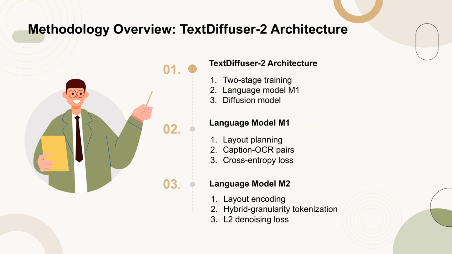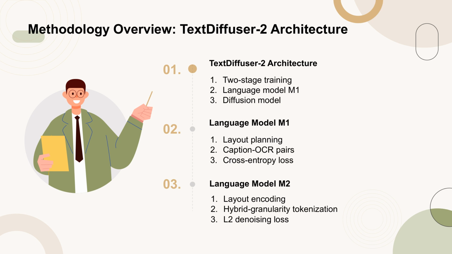The architecture of TextDiffuser-2 involves a two-stage training process. In the first stage, the language model M1 is trained for layout planning using caption OCR pairs and optimized with cross-entropy loss. This model can infer text and layout or determine layout based on provided keywords. In the second stage, the language model M2 is used for layout encoding within the diffusion model. M2 employs a hybrid granularity tokenization method and is trained with L2 denoising loss, enhancing the model's spelling capability and flexibility in image generation.